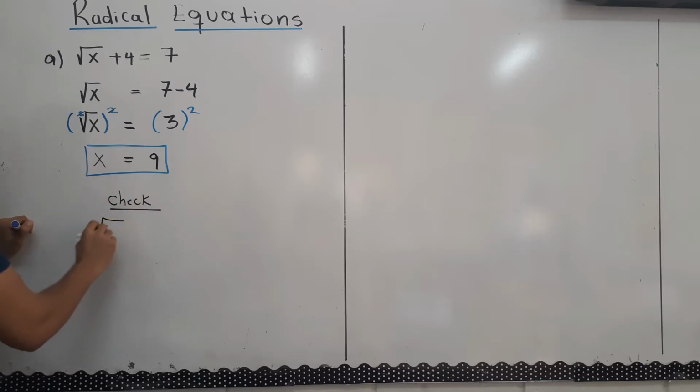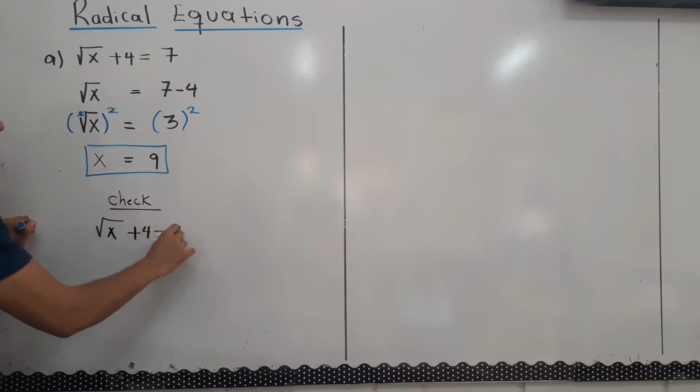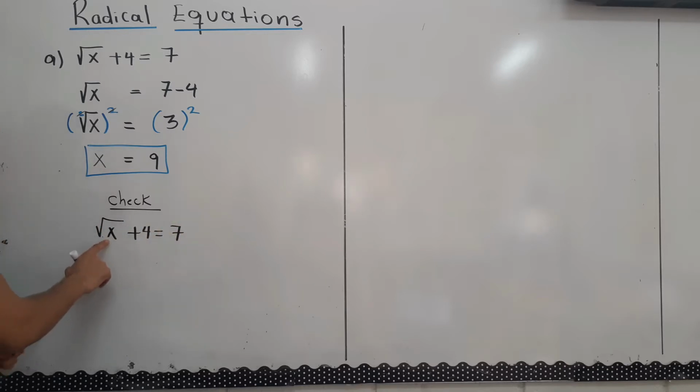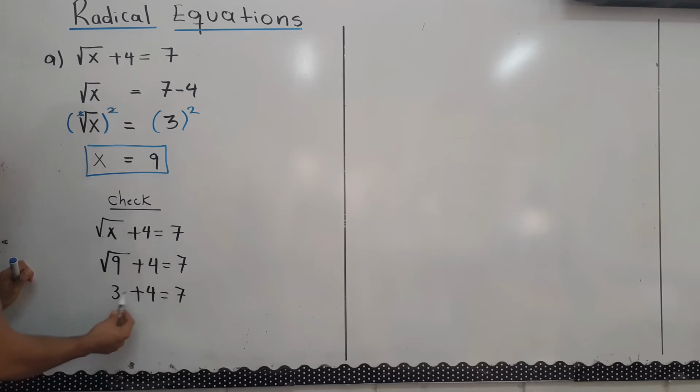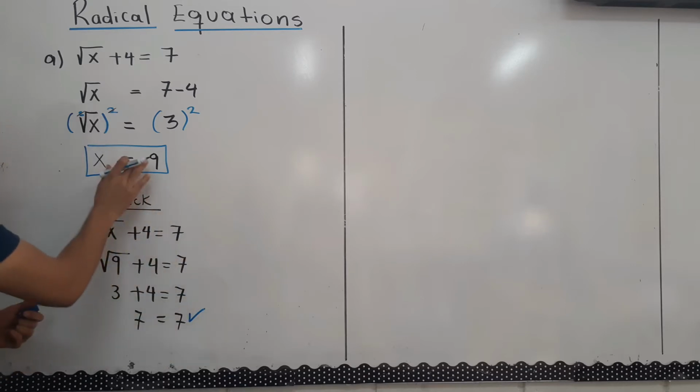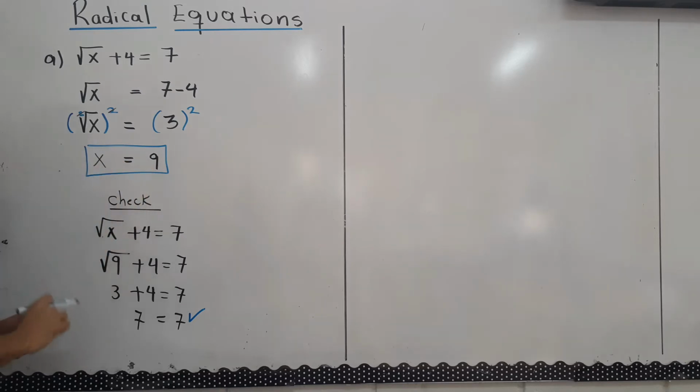So the original exercise, square root of x plus 4 equal to 7. Then you're going to replace inside here the number 9. 9 plus 4. Then the square root of 9 is 3 plus 4 equal to 7. Then 3 plus 4 is 7 equal to 7. So this means that it is true. So the solution for this radical equation is x equal to 9.